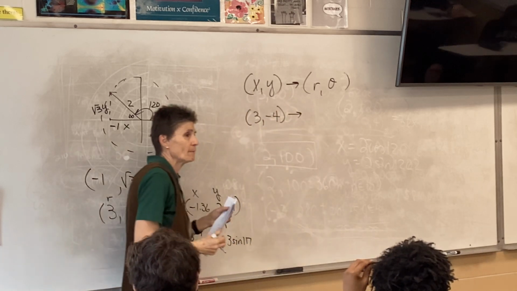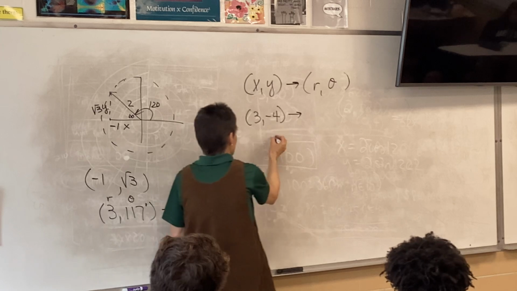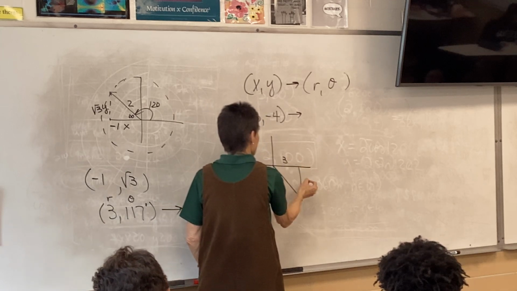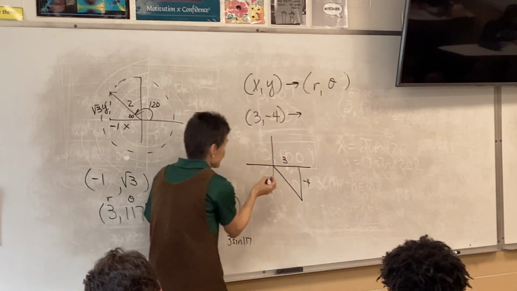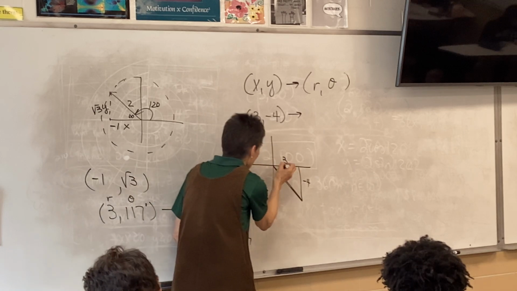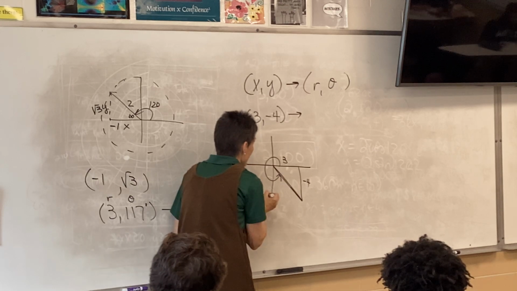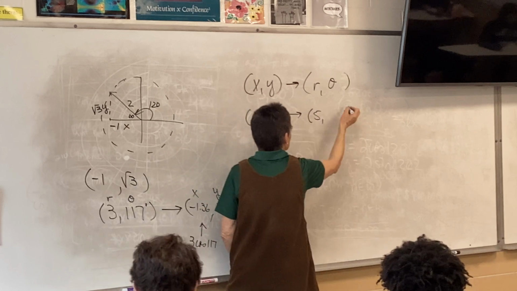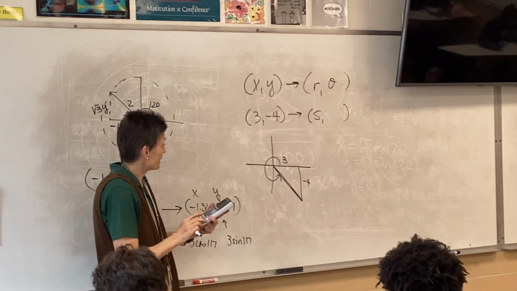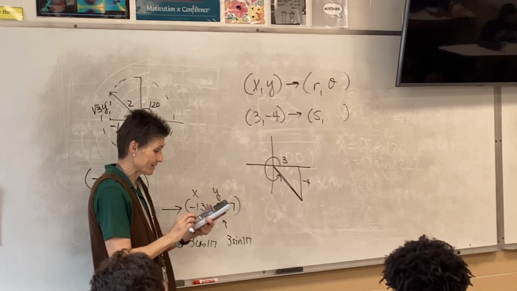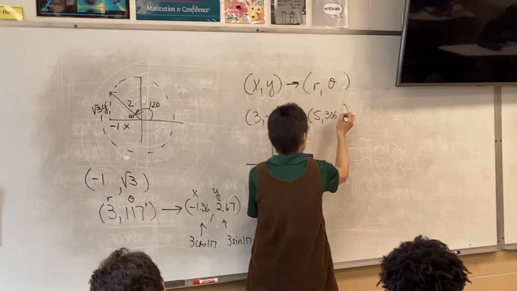All right, any ideas how we might do this? We could draw that picture. Yeah. Because if you go over 3 and down 4, doesn't your triangle look like that? Isn't this R and this is theta? Standard position. So R is gonna be 5. And how are we gonna find theta? Inverse tangent, 4 divided by 3, and then subtract that from 360. So 306.87.